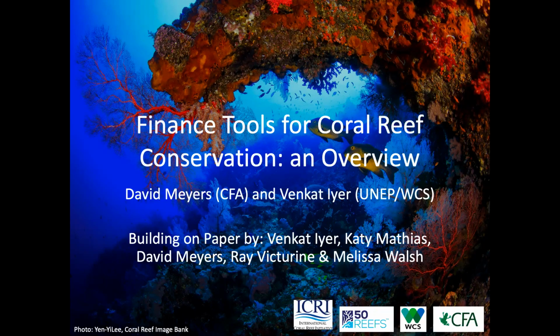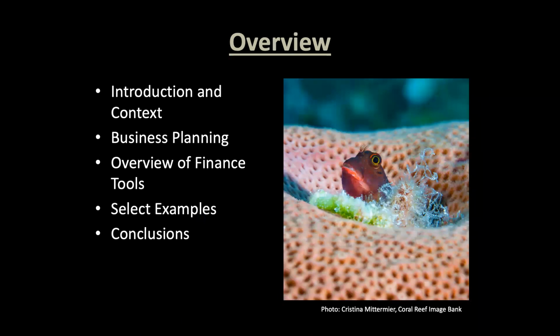So what we're going to do today is give a quick overview, an introduction in a way, to different tools that are available for conservation finance, specifically focused on coral reef conservation. And when we talk about coral reef conservation, we're talking about coral reef and associated ecosystems, so mangrove, seagrass beds. We'll do a brief introduction, set the context. We'll talk about business planning as an essential strategic approach for getting into different finance tools and identifying which ones might be appropriate. And then Venkat's going to take over and give an overview of different finance tools that we have addressed and described and provided some examples for in a paper we recently made public. We'll go into some specific examples of some of these tools, and then we'll end up with some conclusions.